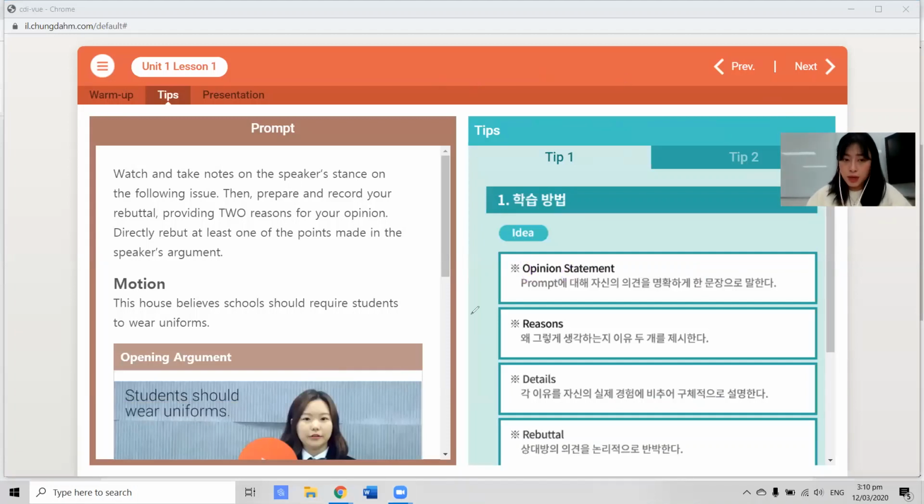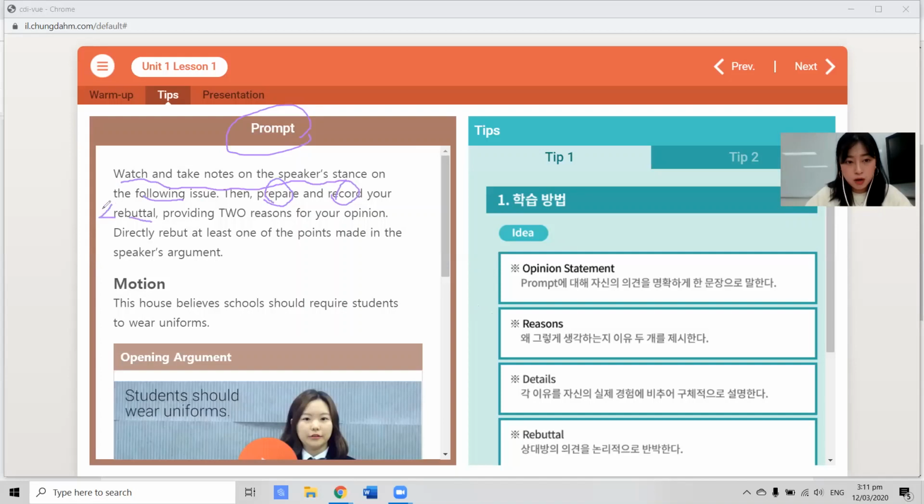When it comes to this page, this is basically a tip page. It tells you things that you need to be aware of and things that you need to understand in order to do this homework well. The first thing I think you should do when you are on this page is read the prompt, so understand what it's requiring you to do. Right now it says, watch and take notes on the speaker's stance on the following issue. Then prepare and record your rebuttal.